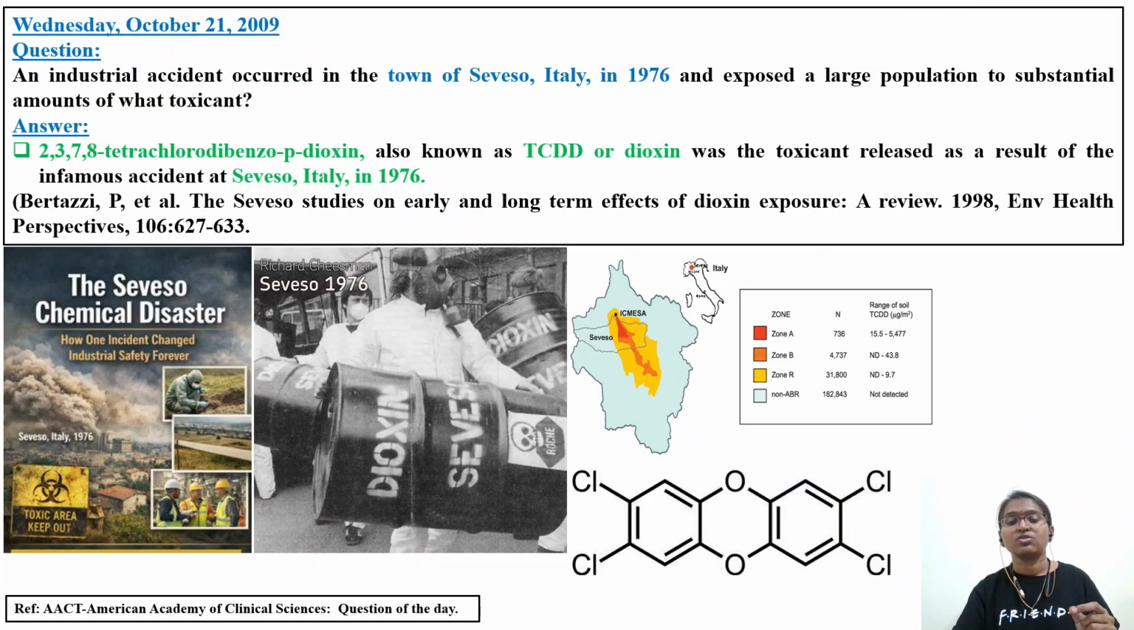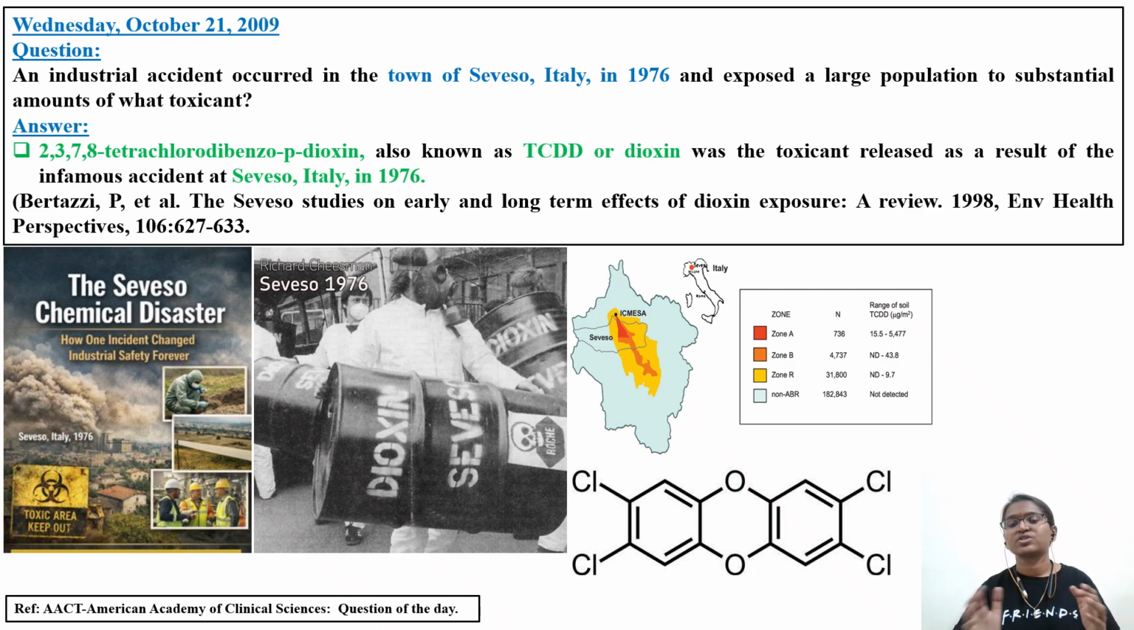Okay, so here is one more question with respect to the Seveso disaster only. An industrial accident occurred in the town of Seveso, Italy in 1976 and exposed a large population to a substantial amount of what toxicant? The right answer is TCDD or dioxin, released as a result of the infamous accident at Seveso, Italy in 1976.